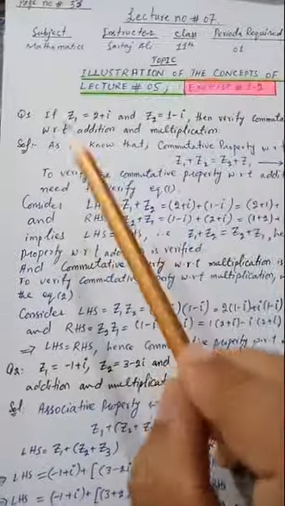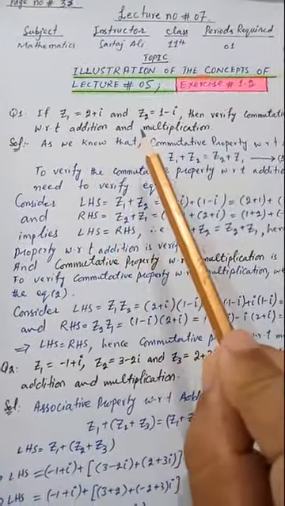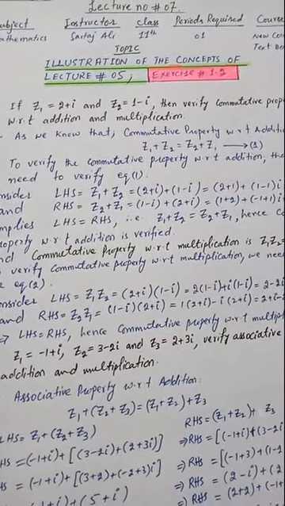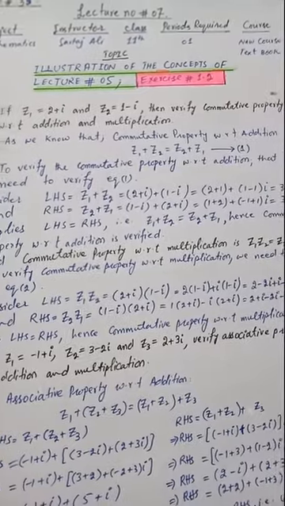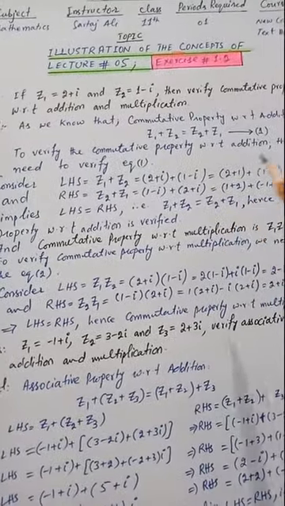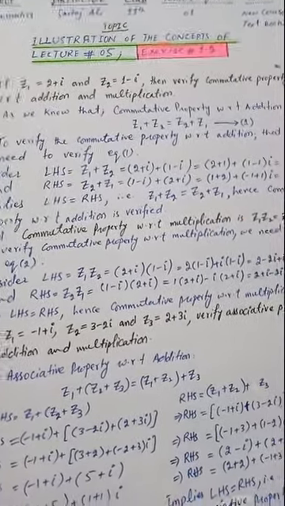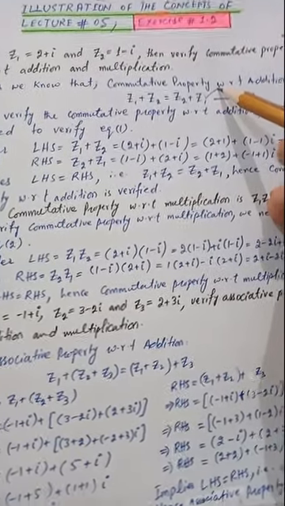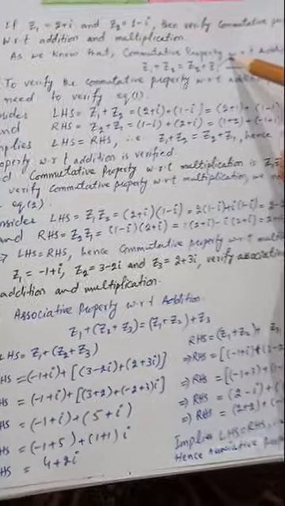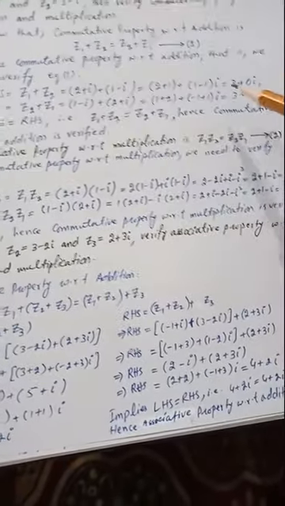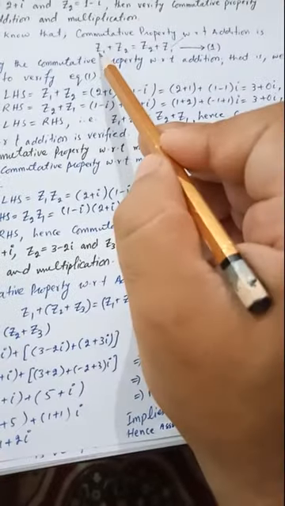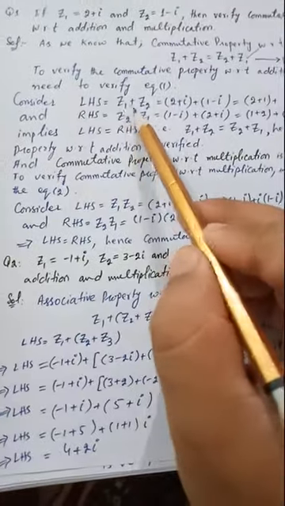Question number 1: if z1 is equal to 2 plus iota and z2 is equal to 1 minus iota, then verify the commutative property with respect to addition and multiplication. So you know this is the commutative property with respect to addition, and this is the commutative property with respect to multiplication. So first of all, you need to consider the left hand side, z1 plus z2.